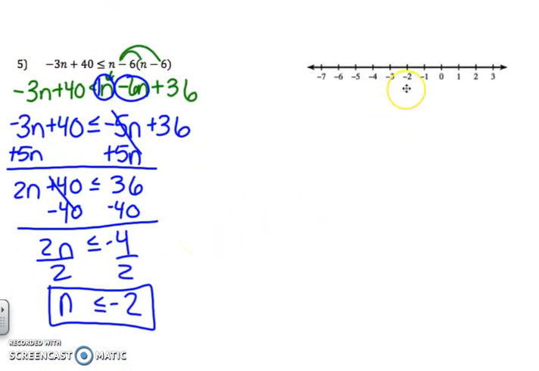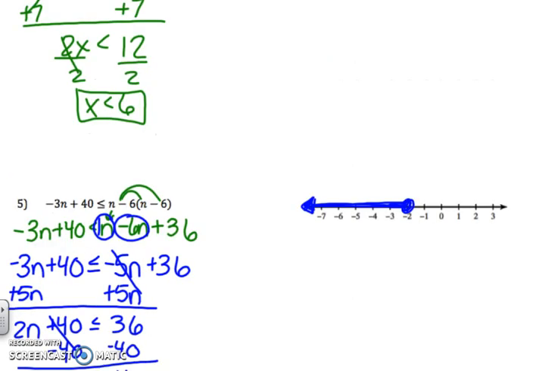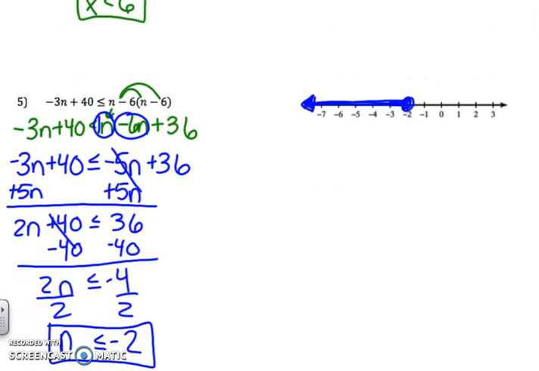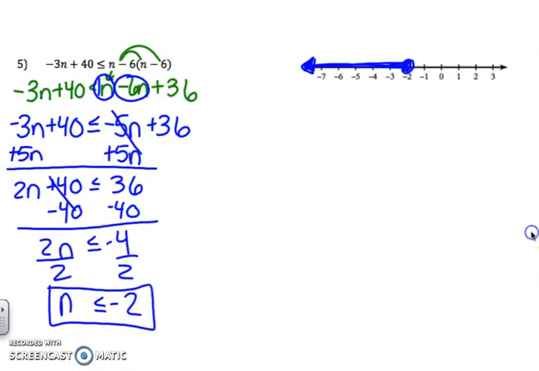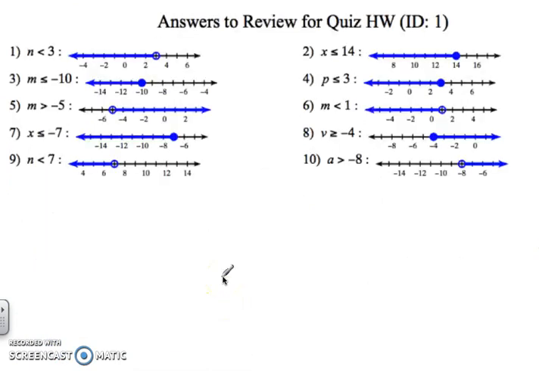So closed circle on negative 2. All of these are shading left for some reason. I don't know why. So shade left. So those are variables on both sides and multi-step problems. If you have any questions, let me know. Otherwise, it's time to practice.